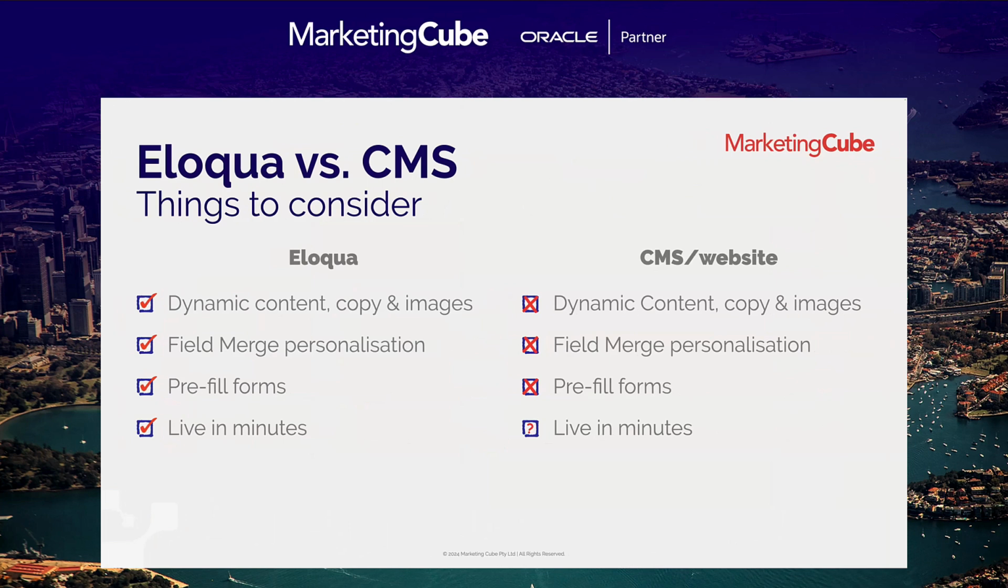Dynamic content and copy and images are probably one of the big ones. The ability to personalize at a field merge point of view. So to greet somebody when they arrive at the page, to actually greet them by name. And in concert with the dynamic content, being able to adjust the content on those relevant pages.